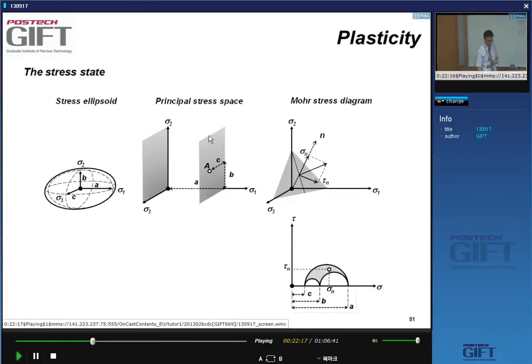So how are things in 3 dimensions? If I have a piece of metal that's subjected to a number of stresses, external forces, it can be shown that the stress state can be represented as an ellipse, an ellipsoid, like this.